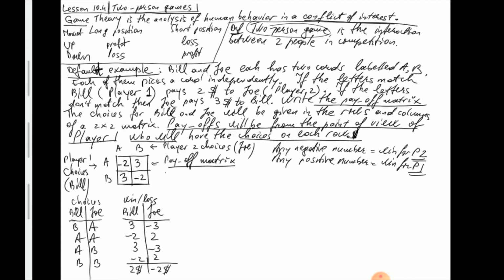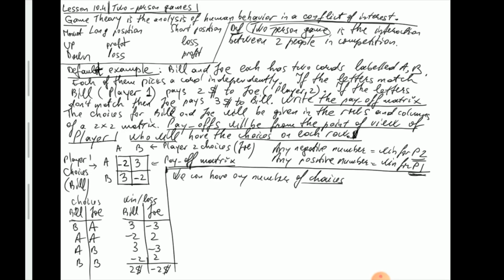So I hope it's clear how we write these payoff matrices depending on the choices they make. And before we move on to the second page, I want to write down another quick example. We can have any number of choices actually in a two-person game. It doesn't have to be 2 by 2.